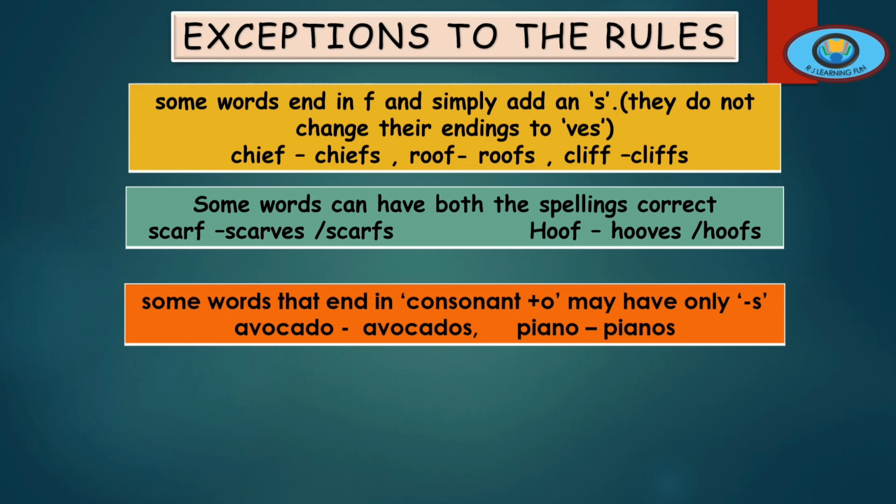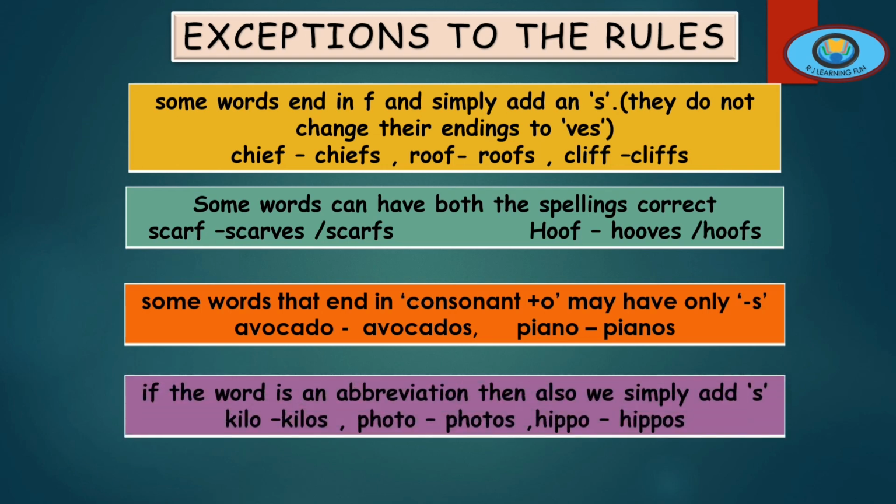This is an exception to rule number 6. Some words that end in consonant plus O may have only S instead of ES. Avocado, avocados; piano, pianos. If the word is an abbreviation, then also we simply add S. Kilo, kilos; photo, photos. Photo is the abbreviation of photograph. That's why photo, photos; hippo, hippos.